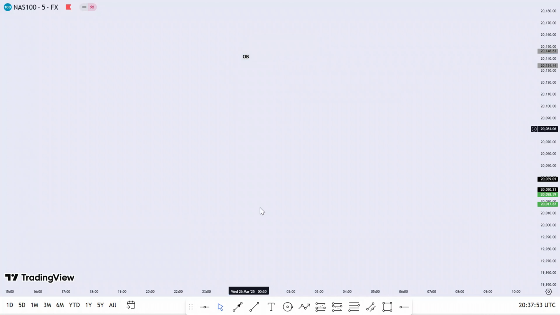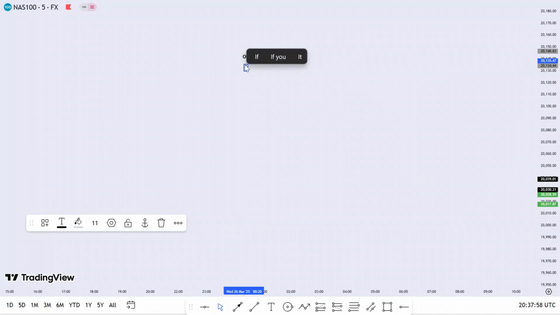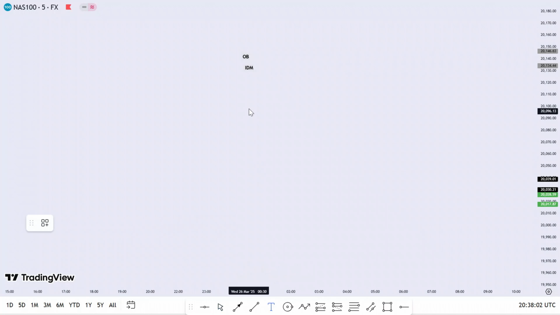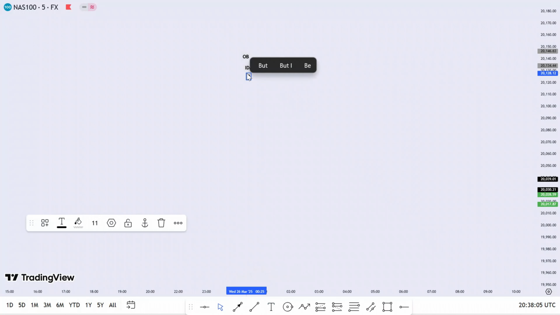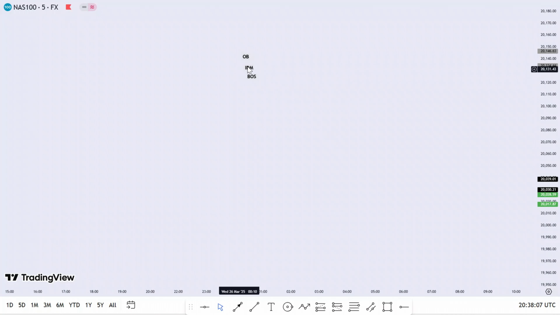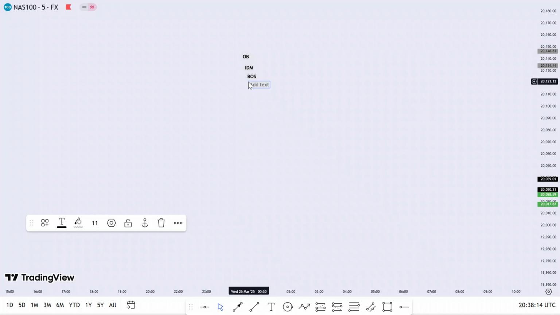For the structure liquidity, I look for the order block, the inducement, the break of structure, right? Except for the engineer liquidity, there is no break of structure. But then there is something that I actually still look for, which is the fair value gap. Now these concepts are from SMC, which is smart money concept.